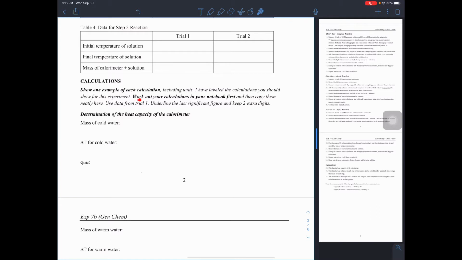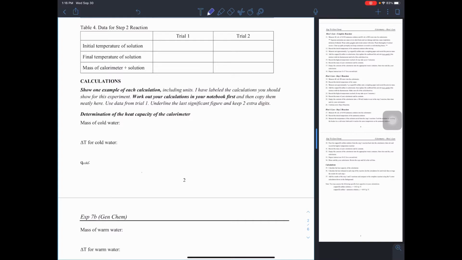I encourage you to work your calculations out in your notebook first, because a lot of times your first try is kind of messy. And once you know what you're writing, then copy them neatly here. I want you to use the data from trial 1. You're doing the same calculations for trial 2. Don't write them on the paper. You can write them in your notebook if you want to, but you don't have to. These calculations will show me what you were doing for the other parts.